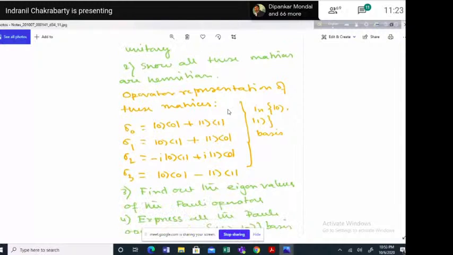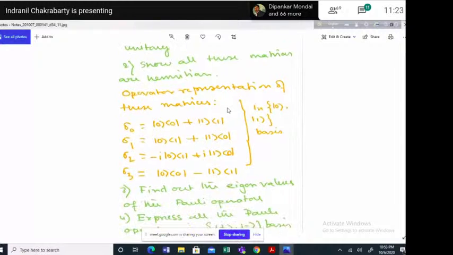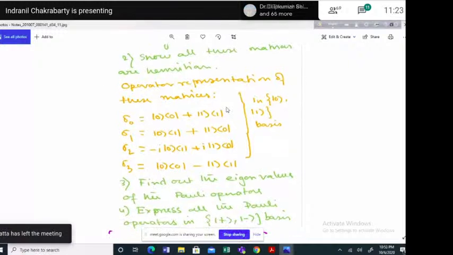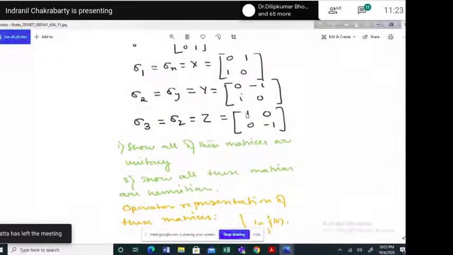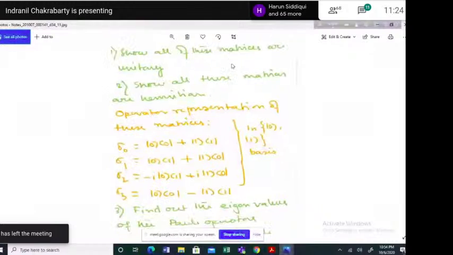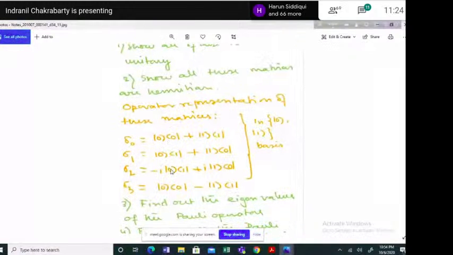How to represent a matrix as an operator representation is a very important thing. For example, as I told you, the matrix elements are nothing but the coefficients of the outer products: the coefficient of the outer product |0><0|, the coefficient of the outer product |0><1|, the coefficient of the outer product |1><0|, and the coefficient of the outer product |1><1|. Similarly, all these matrices sigma 0, sigma 1, sigma 2, sigma 3 will have operator representations, right?